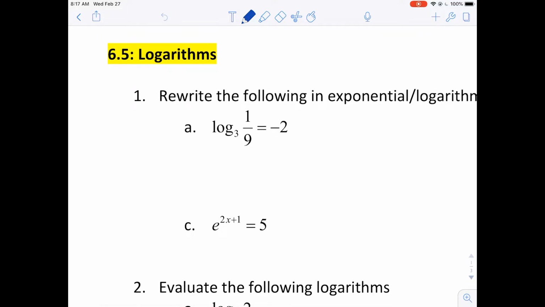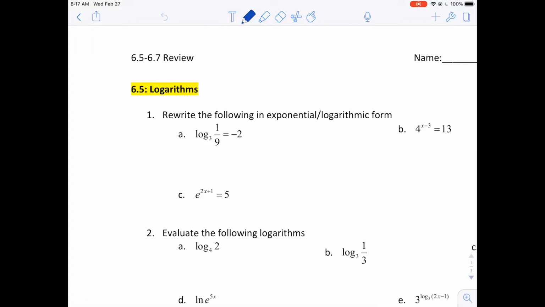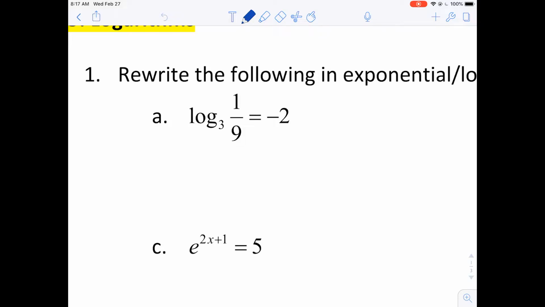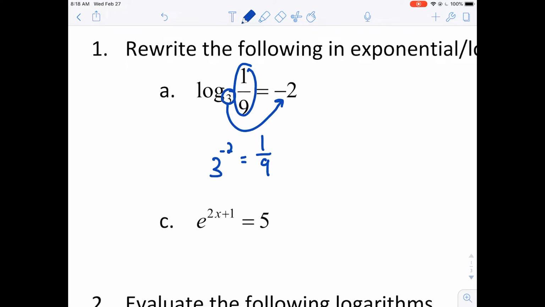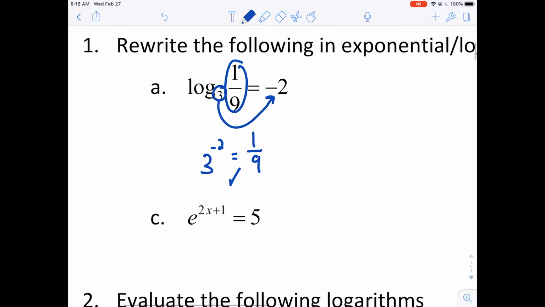Okay, so rewrite the following in exponential and logarithmic form. To do that, we always take the base of the log and put it underneath the other side, because what log says is, what power do I need to raise 3 to in order to get 1 over 9? And so 3 to the negative 2 equals 1 over 9. This should be a true statement. If it's true, then you've rewritten the exponential form correctly.